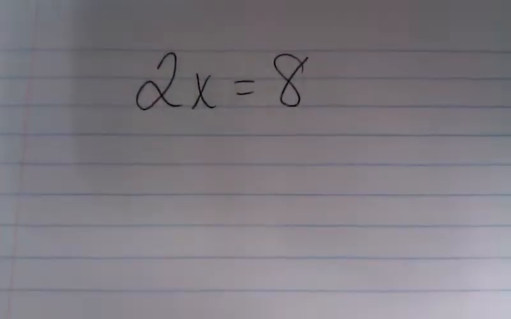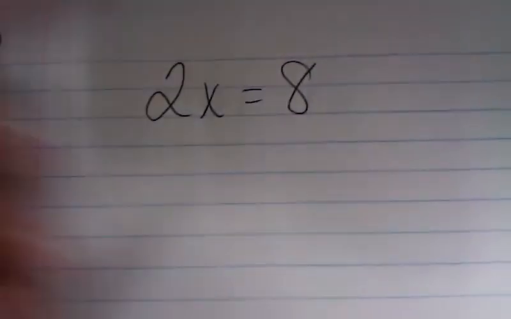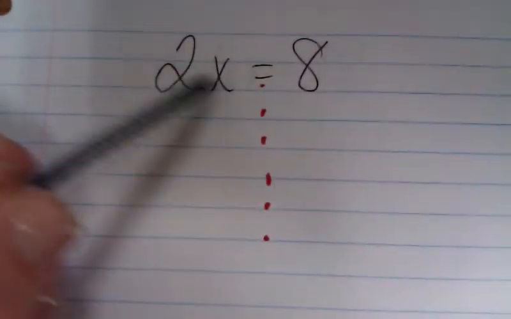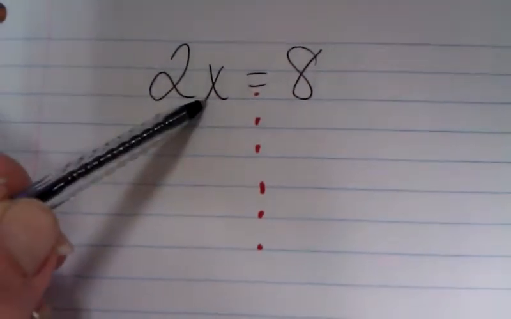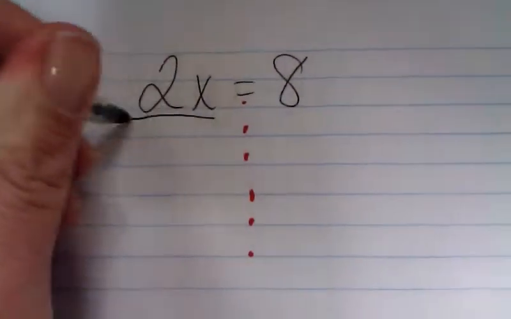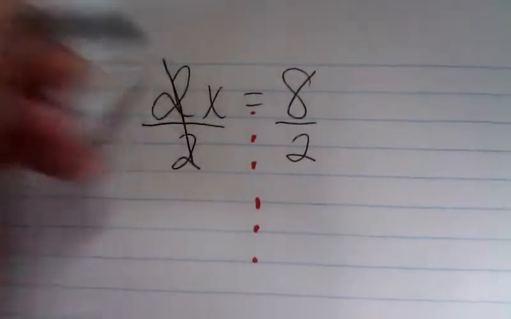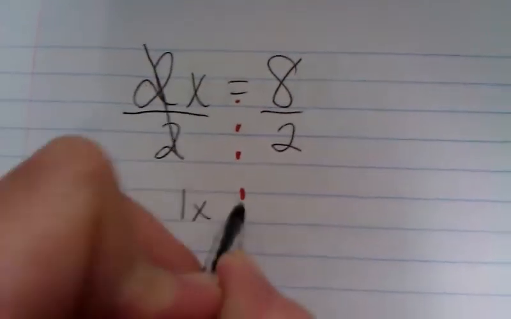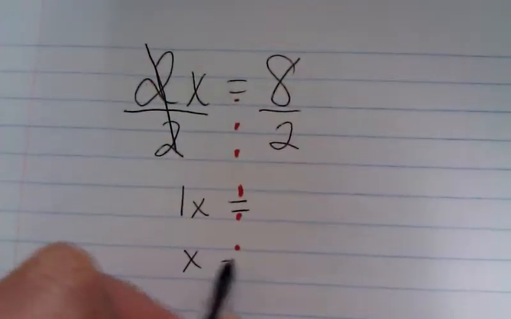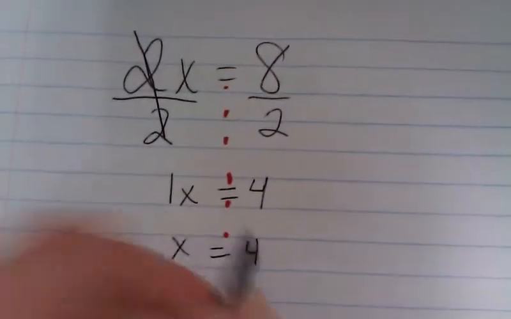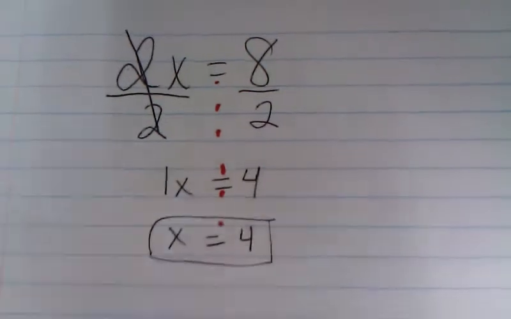The next one, it says 2x equals 8. I'm going to draw my dotted line. Now when they're right next to each other like this, it means multiplication. So I have 2 times x. The opposite of times is divide. So I will divide each side by 2. 2 divided by 2 is 1. Well, that's the same as a 1x. I can either write it as 1x or you'll see it written as x. 8 divided by 2 is 4. So you could have 1x equals 4, but when we write our answers, you're just going to want to write x equals 4.